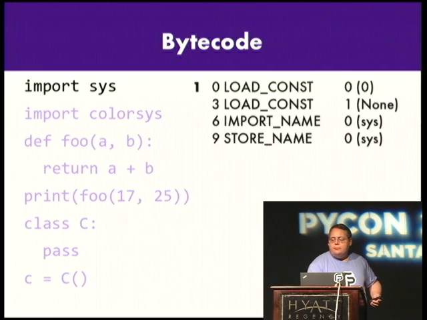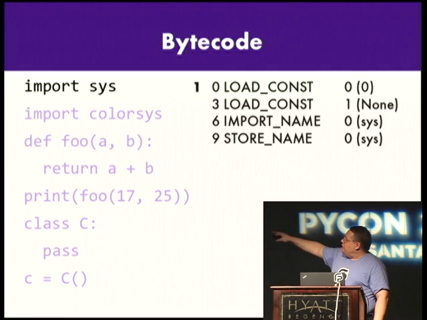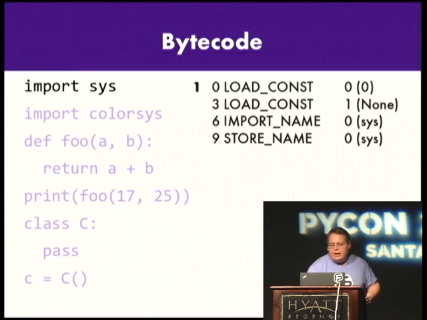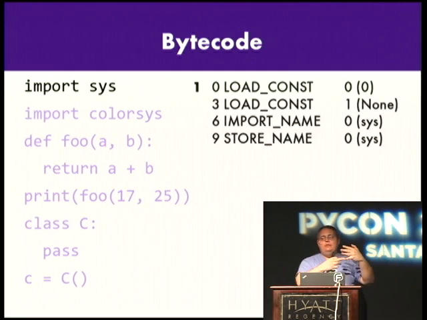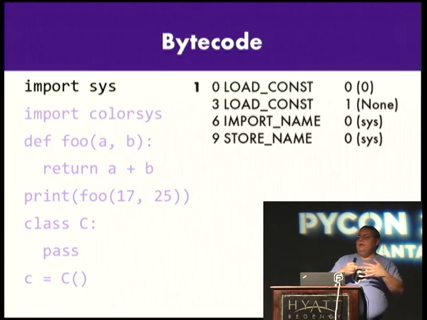So dunder import actually takes 5 parameters. We've seen 3 of them here: 0, 1, and the sys string. The sys is the name of the module. The none represents, God, this is in my notes and it's not scrolling down. There we go. So dunder import takes 5 parameters: name, locals, globals, from list, and level. Name is this sys. Locals and globals, it just uses the current scopes that are already defined.